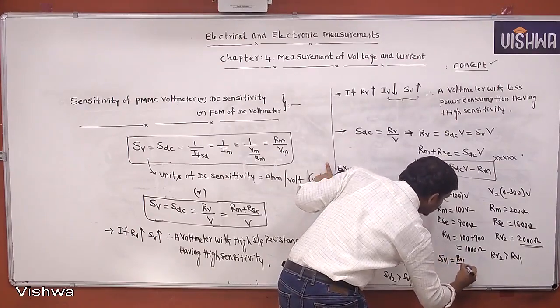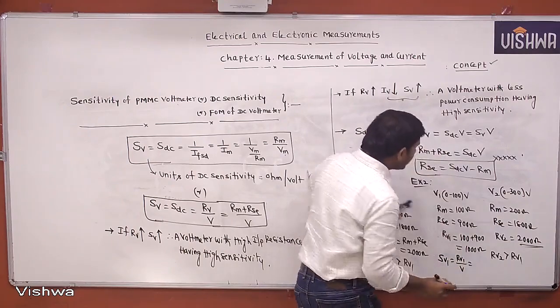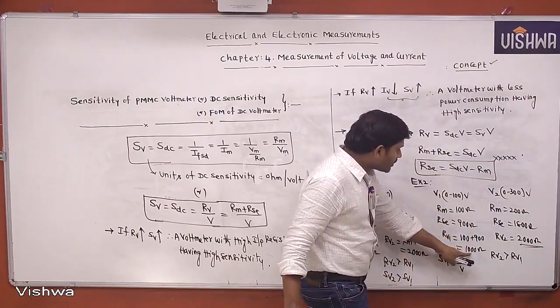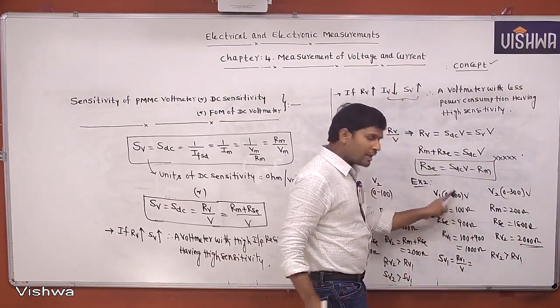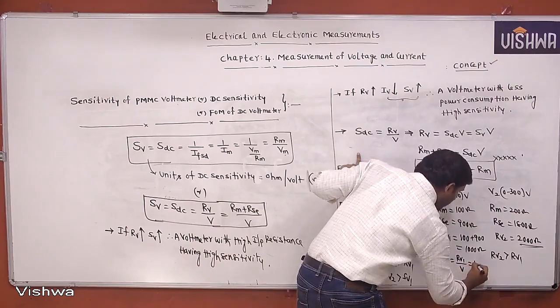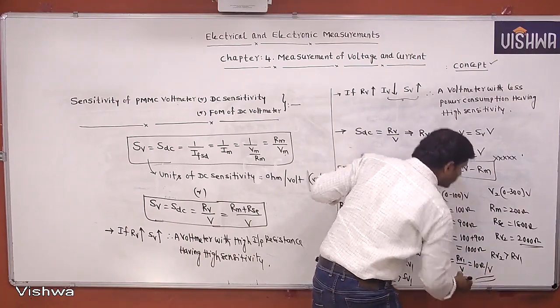Sensitivity equals resistance by voltage. What is the resistance? Total resistance 1000. 1000 by voltage, which is 100. 1000 by 100, what do we get? 10 ohm per volt.